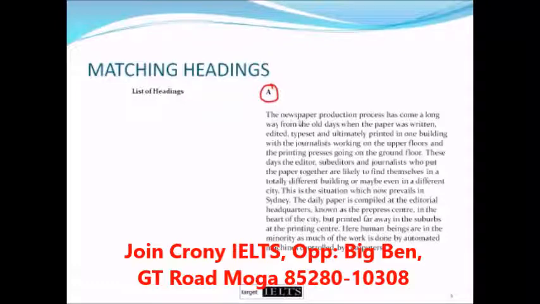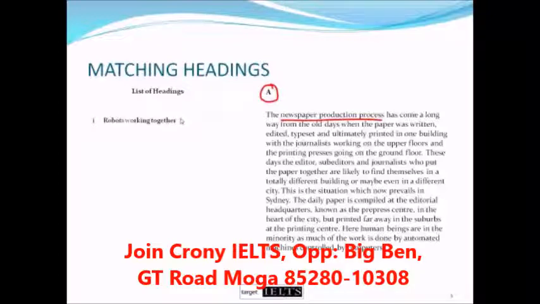It says that the newspaper production process has come a long way from the old days when the paper was written, edited, typeset, and ultimately printed in one building with the journalists working on the upper floors and the printing presses going on the ground floor. Come to think of it, it does talk about newspaper production process and how it has changed over time. Now what we are going to do is to compare this line with the headings one by one.